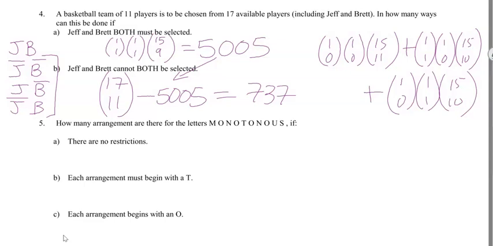Do not work out any of the 1, choose zeros. They're all 1. Don't work out the 1, choose 1. That's also 1. So it's just 15 choose 11 plus 2 times 15 choose 10.